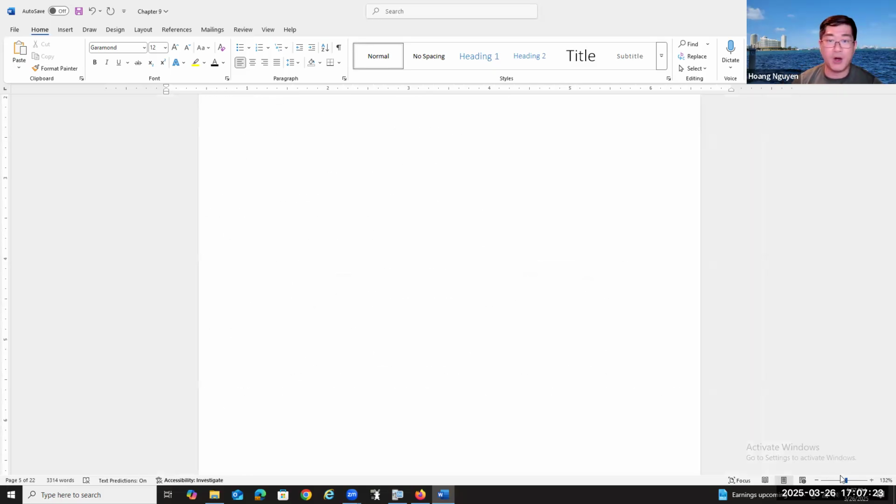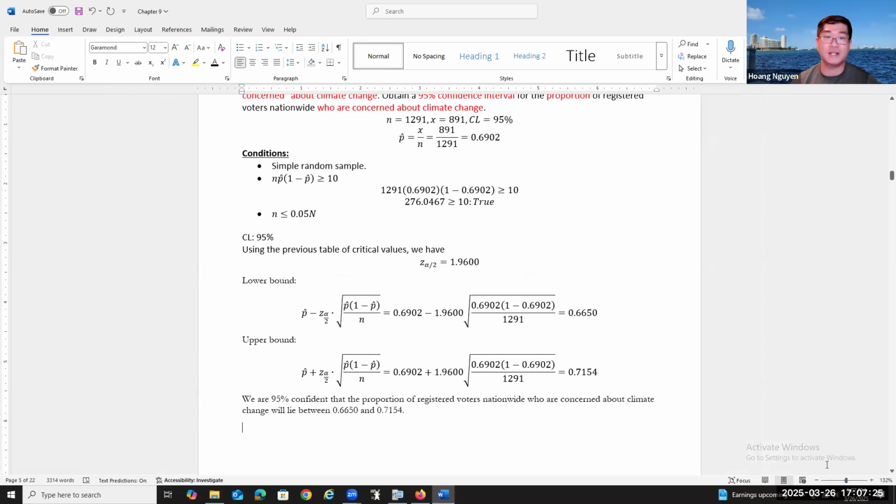So you might take a look at the work that we completed so far, everyone. Based on the given information, you summarize the question and check the condition, using the confidence level to find the critical value. After you get the critical value, you use the formula to calculate the lower bound, use the formula to calculate the upper bound, and then put in the interpretation to wrap up the question. So this is the procedure. That's how we do the confidence interval and how you interpret its final answer.